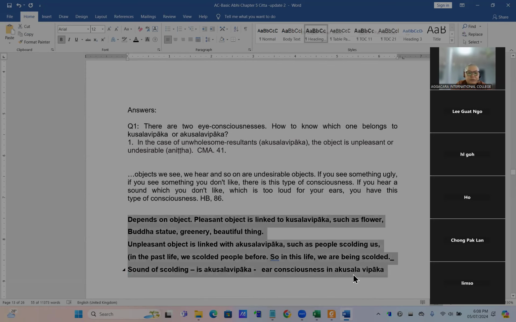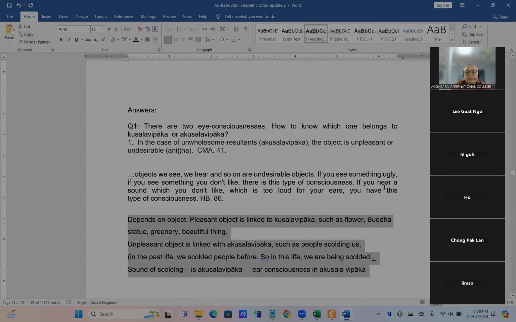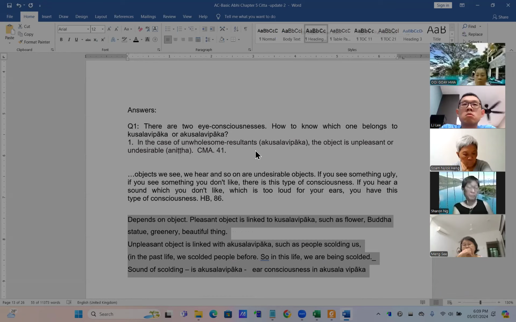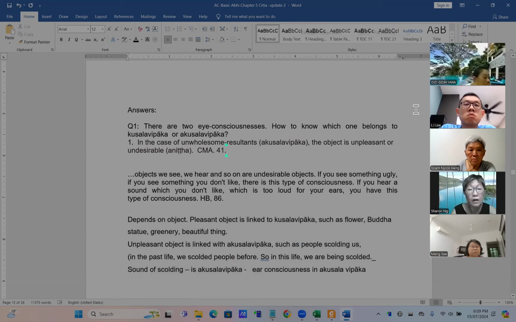So it actually depends on the object. To say it briefly, a good object is kusala vipaka. A bad, unpleasant object is akusala vipaka. Okay, everybody clear? That's the first question. Clear or not, everybody? All right.